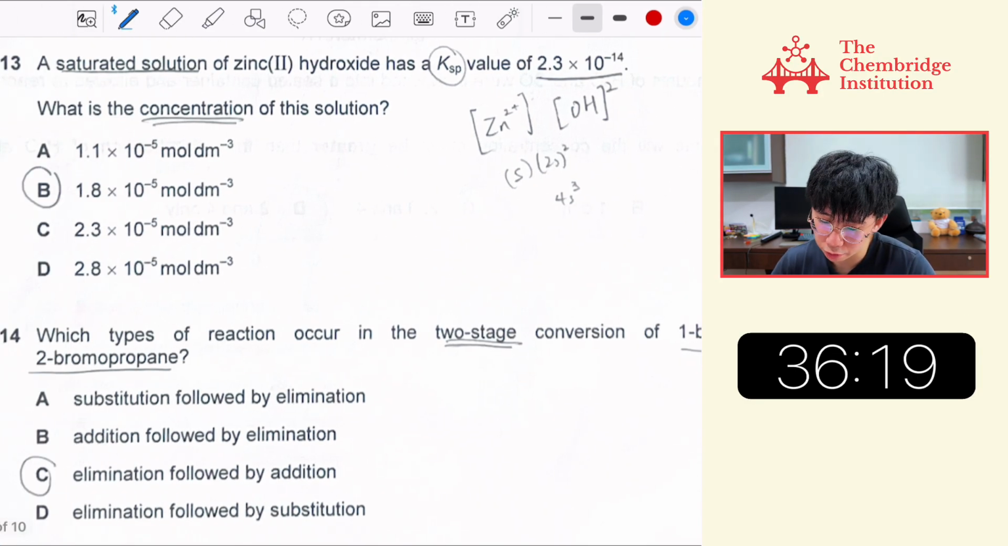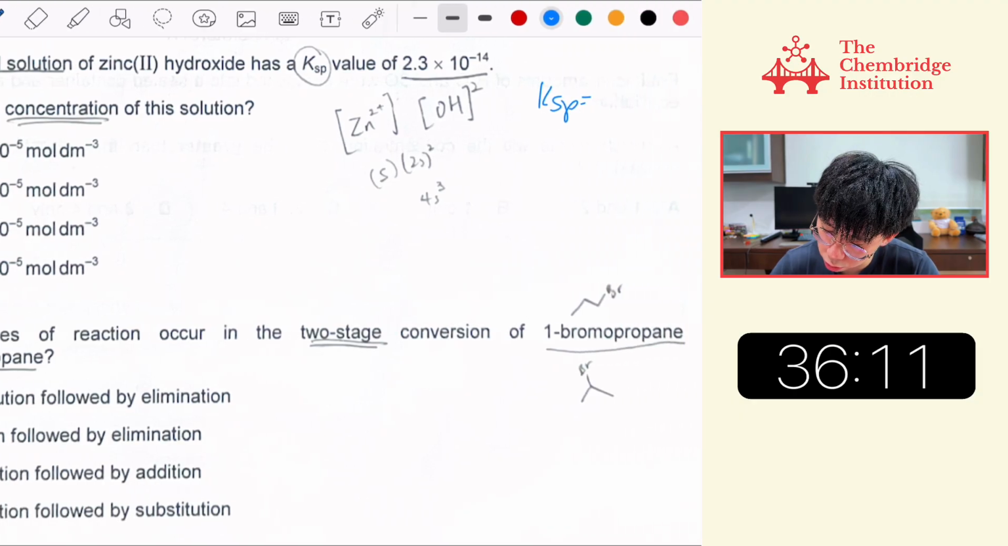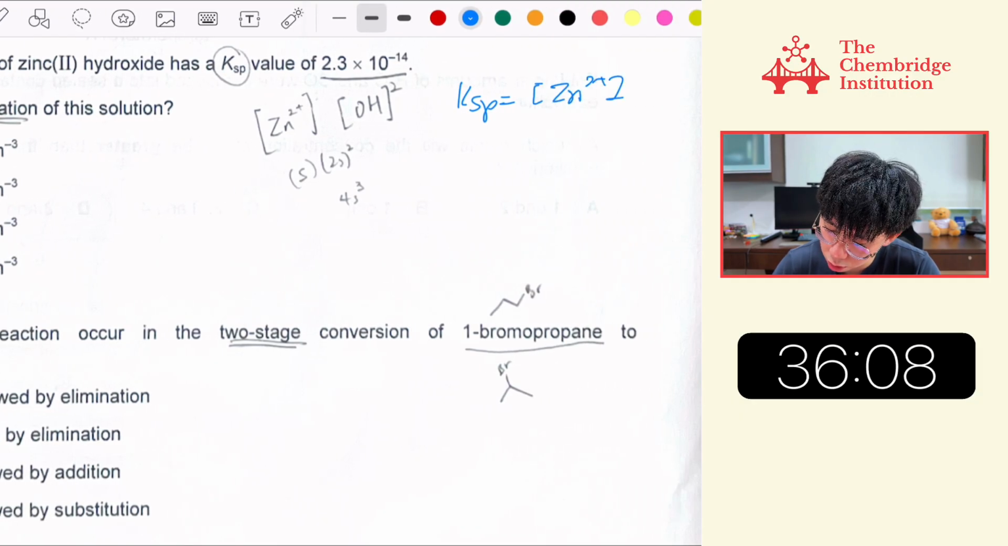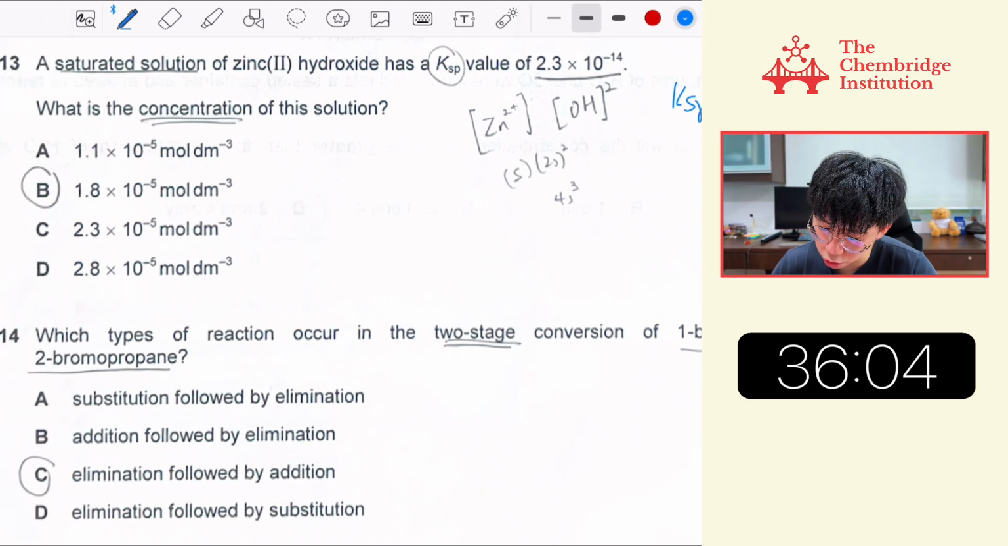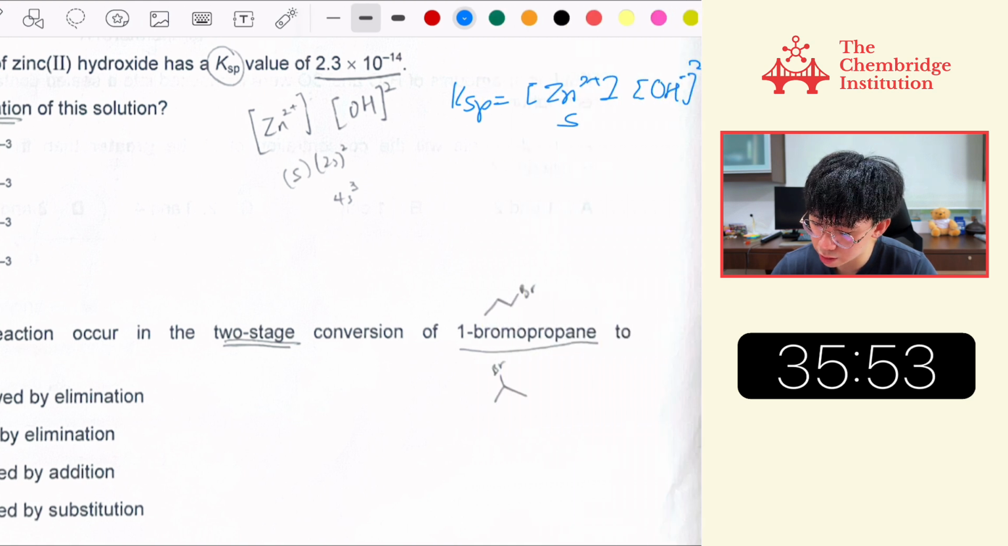A saturated solution of zinc 2 hydroxide has a Ksp value of 2.3 times 10 to the power minus 14. What's the concentration of this solution? If this is Ksp equals to zinc 2 plus OH minus squared. What's the concentration of this solution? Yeah, then this one you have to use the solubility equation. So you know that the concentration is actually just S and S squared over here. Okay, so the Ksp is actually equals to 4S cubed.